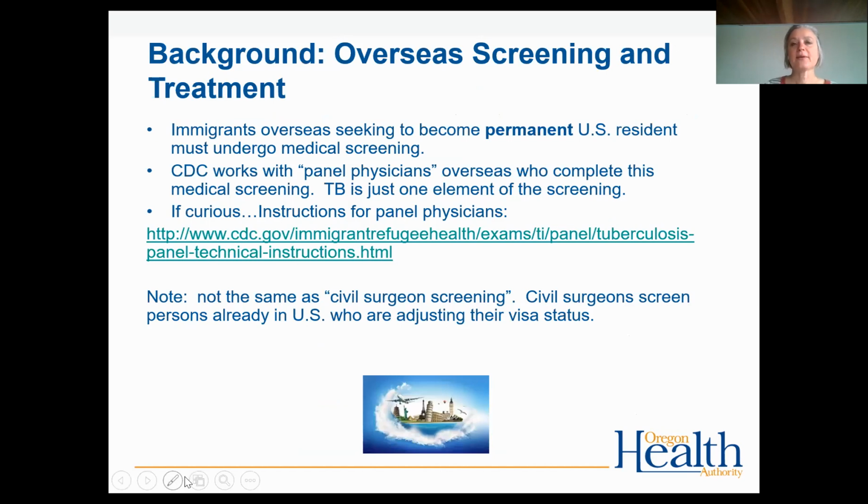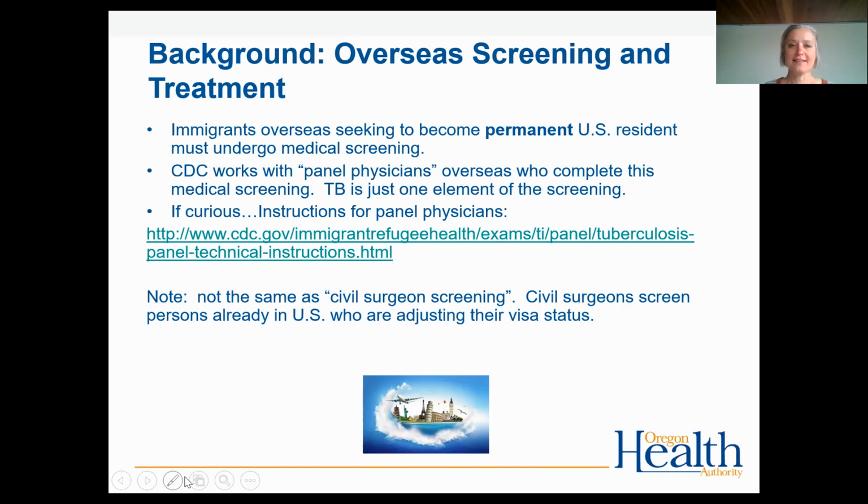So a little bit of background about overseas screening and treatment. Immigrants overseas who want to become permanent US residents must undergo medical screening. Now I emphasize the word permanent there because this means that it does not include people who are seeking work visas, student visas, who are just coming to the US on their own or anything else. Only people who want to stay here permanently.